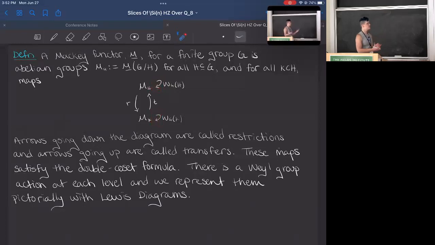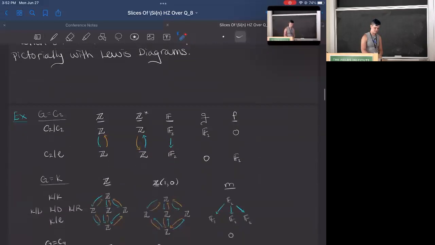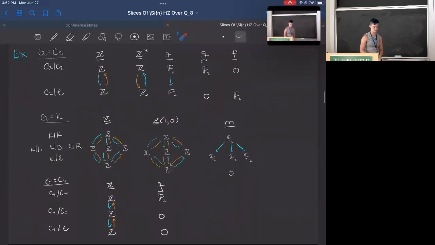And we represent Mackey functors pictorially using Lewis diagrams, which is what I've drawn here. Let's get a couple examples of those, or a lot of examples actually. So first up, C2. We have a C2 mod C2 at the top and a C2 mod E at the bottom. First up is the constant Mackey functor Z. It has a Z in each spot, and the Weyl group actions are trivial. The restriction is the identity, and the transfer is 2.